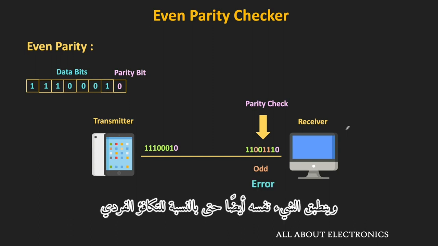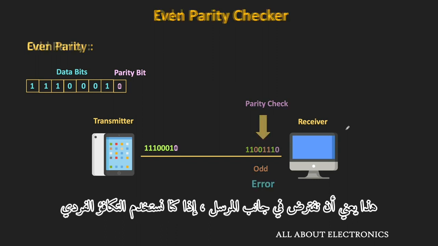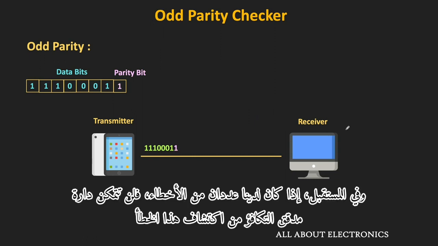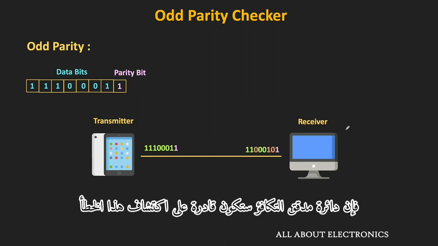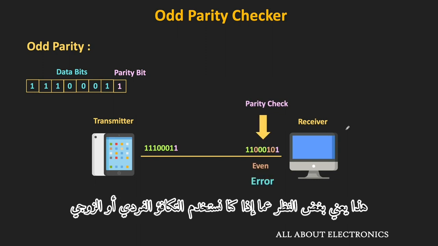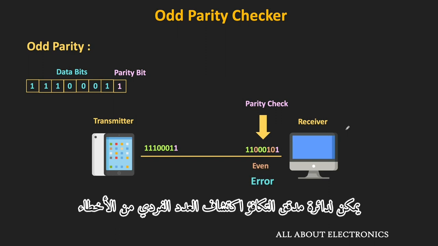And the same is also true for the odd parity. Suppose at the transmitter side we are using the odd parity, and at the receiver we have 2 errors, then the parity checker circuit will not be able to detect that error. But on the other hand, suppose we have 3 errors, then the parity checker circuit will be able to detect that error. That means irrespective of whether we are using the odd or the even parity, the parity checker circuit can detect an odd number of errors.